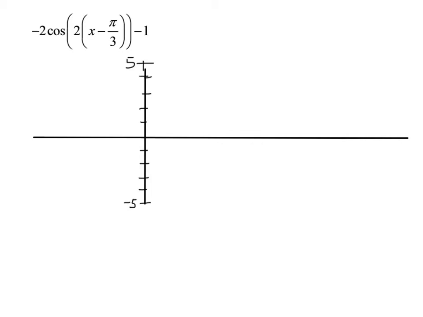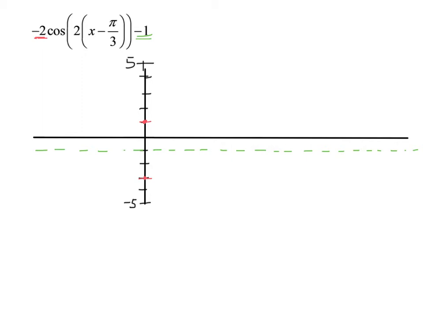So we can see in here that we're going to have a midline at -1. And our amplitude is 2. It says -2, but the amplitude is the absolute value, so at most we're going up 2 from that midline and down 2 from that midline to create upper and lower limits that we're going to reach. Now that's not going to be part of the graph.